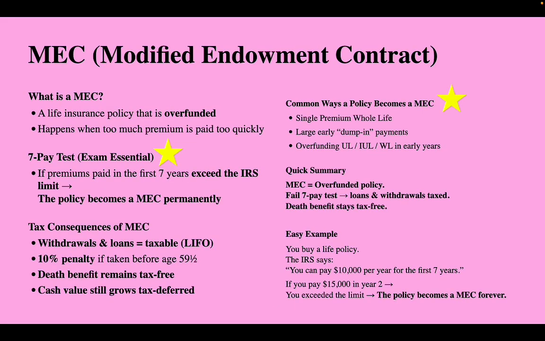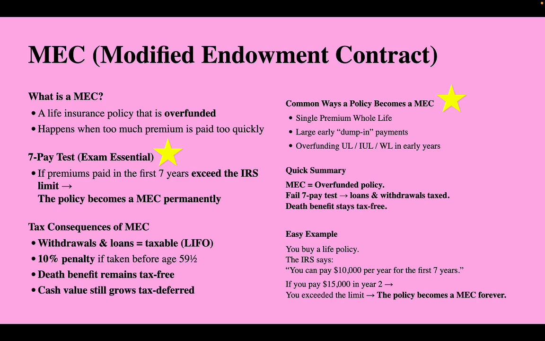What is a MEC? A MEC, or Modified Endowment Contract, is simply a life insurance policy that becomes overfunded. This happens when the owner pays too much premium too quickly, beyond what the IRS allows for a traditional life insurance policy. The key rule you must know for the exam is the 7-pay test.